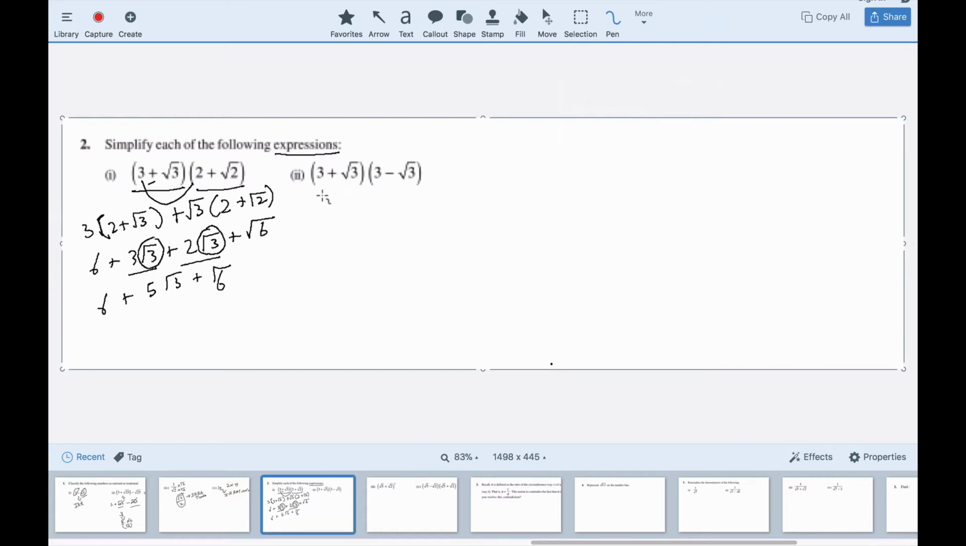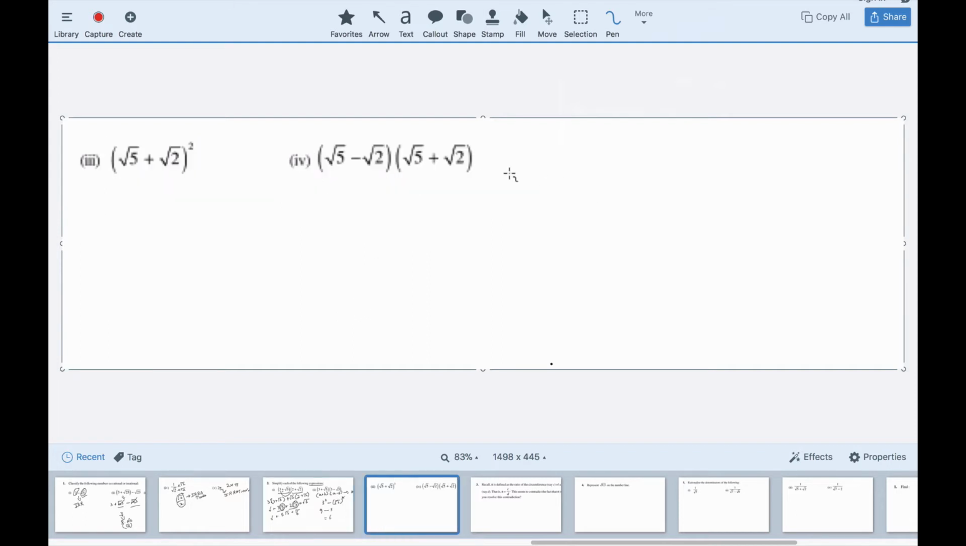Next one. Now this is easier, as it can be solved using the property a plus b into a minus b, which gives me a square minus b square. So I have 3 square minus root 3 whole square. So I will get 9. Root and square will get cancelled and I will be left with 3, which gives 6.